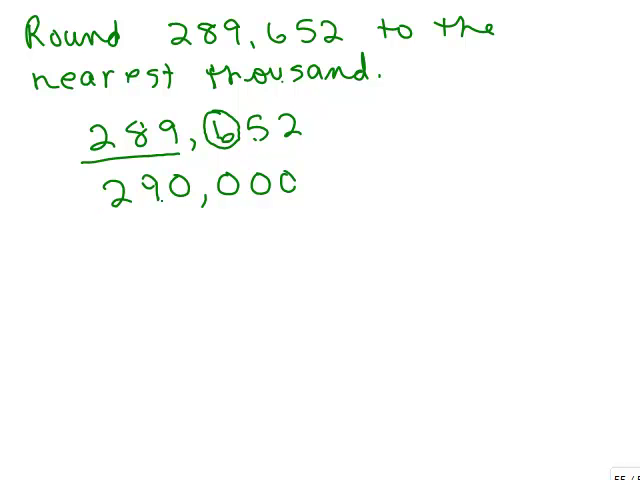Now this looks like you rounded it to the nearest 10,000, doesn't it? You can't really tell which I rounded to. But if you rounded it to the nearest 10,000, you would also get 290,000.